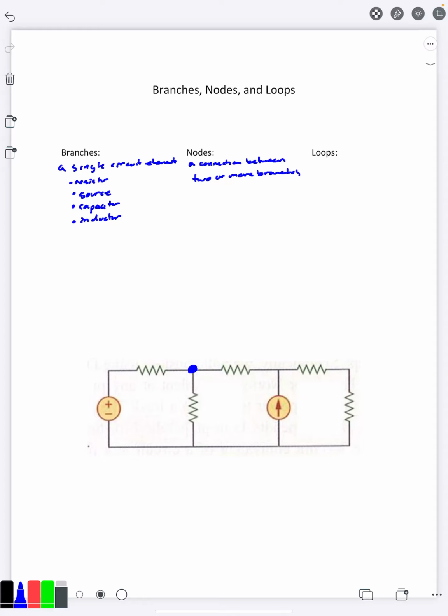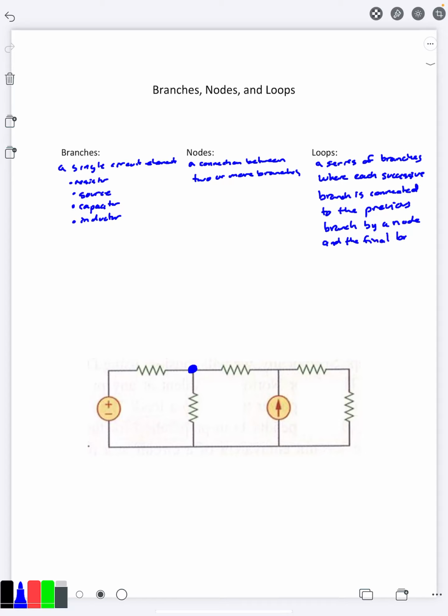And lastly, a loop is a series of branches where each successive branch is connected to the previous branch by a node, and we specifically care about closed loops, and the final branch is the same as the initial branch.